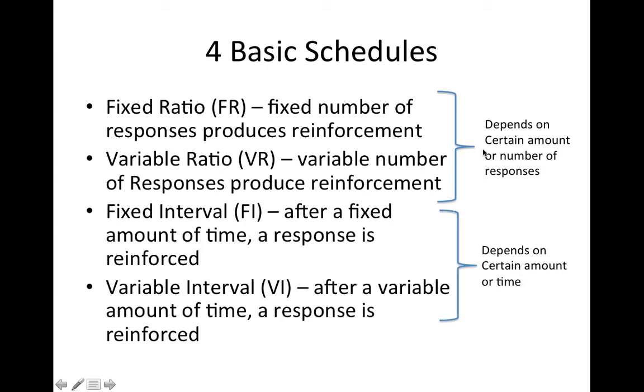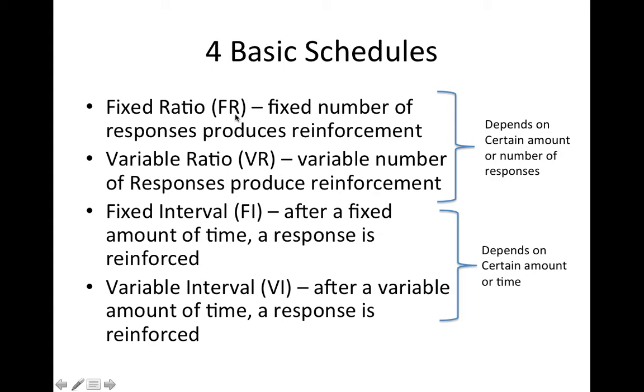One was dependent on the number of responses, one was more dependent on time elapsing. And then they paired this with a fixed number of events, or a fixed amount of time, or random events. So this yielded four basic schedules: a fixed ratio schedule, a variable ratio schedule, a fixed interval schedule, and a variable interval schedule. An FR schedule is when a fixed number of responses produces reinforcement. A variable ratio is when a variable number of responses produces reinforcement. Fixed interval is when after a fixed amount of time a response is reinforced. A variable interval schedule is when after a variable amount of time has elapsed a response produces a reinforcer.